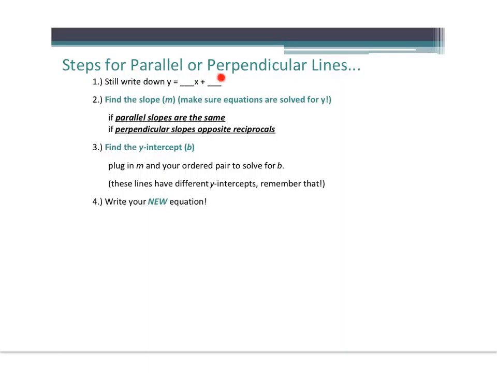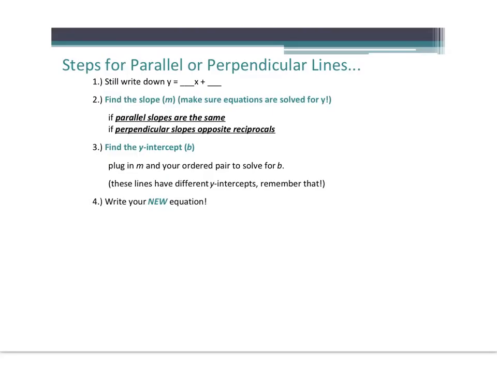So I would write down y equals blank x plus blank, because we know we need to fill in these pieces. Now you want to find the slope for m. Make sure your equations are always solved for y. I'm going to give it to you that way, but know, as you move through your high school career, this step may not always be done for you. We want to find the slope. If we're writing lines that are parallel, know that we want the slopes to be the same. If we say that we want the lines to be perpendicular, we want to use the opposite reciprocal.